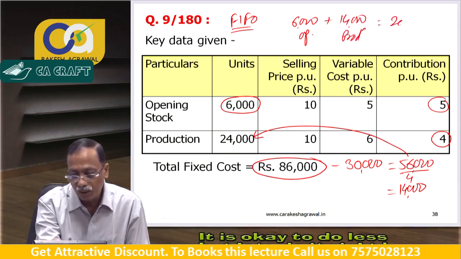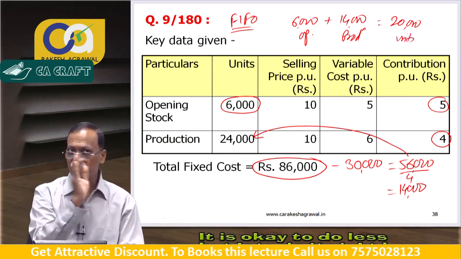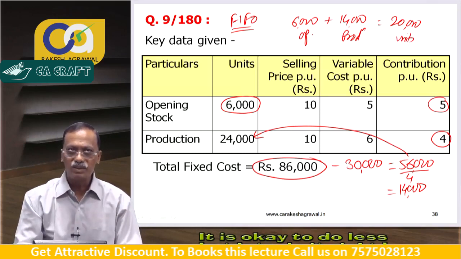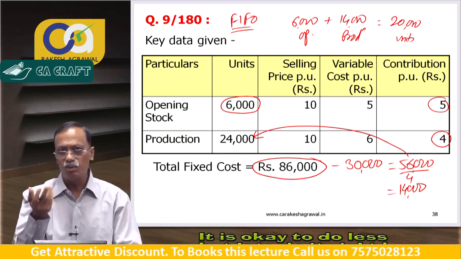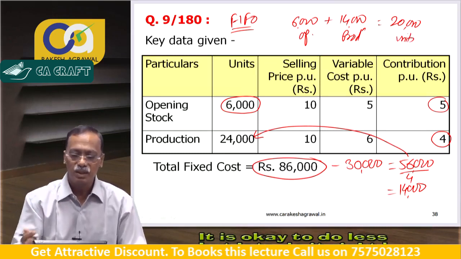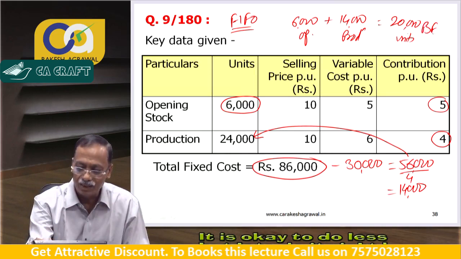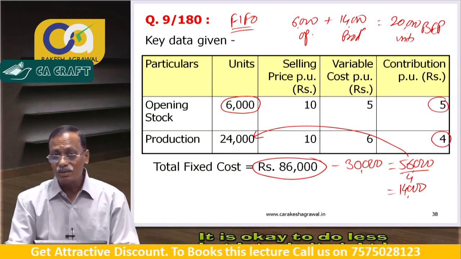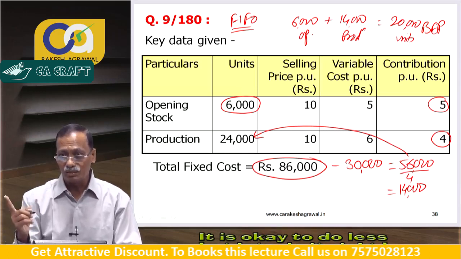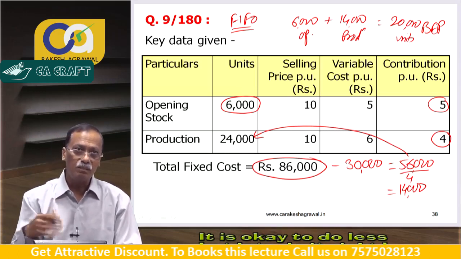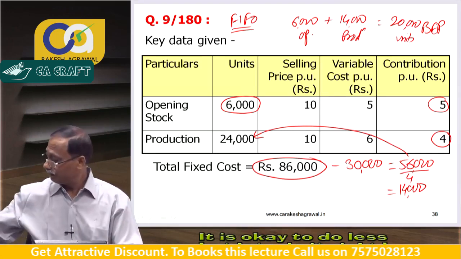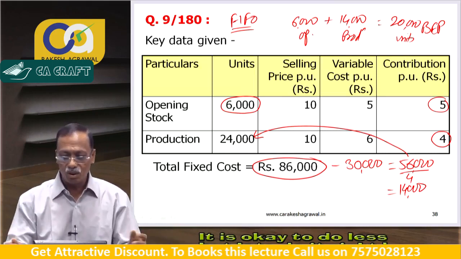It means I will have to sell total 20,000 units, correct? Out of 20,000 units, first I will sell opening stock of 6,000 units, and then remaining units I will sell out of current production. If I sell 20,000 units on FIFO basis, I will be able to recover my entire fixed cost of 86,000. It means my BEP is 20,000 units. It was so simple. And expected sales is how much? 28,000. So 28,000 minus 20,000 BEP, remaining 8,000 extra sales is my margin of safety. Got it? Similarly, we have to do calculations for all.